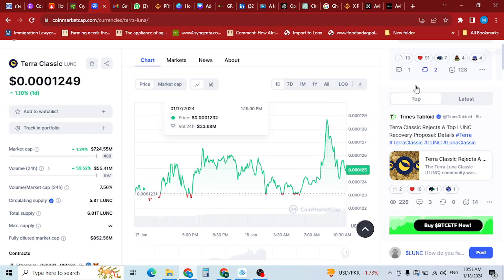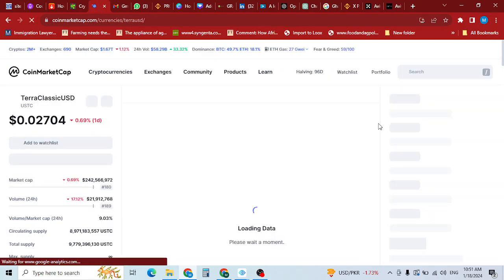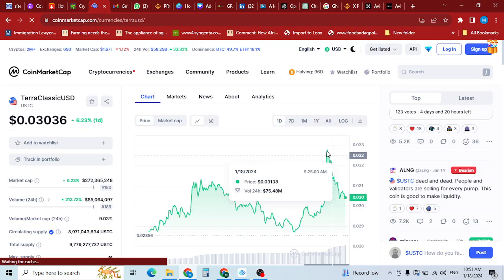So let's take the USTC. USTC is currently at 0.03, from 0.033 before dropping down to 0.03. So guys, like we said in our previous video, Luna, this ecosystem is coming back gradually.